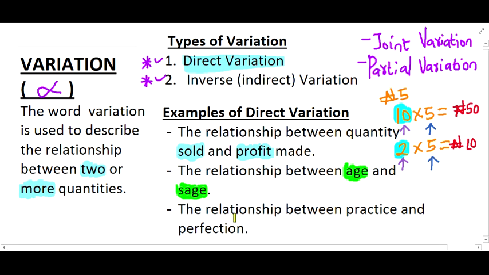Okay, and the last one I have here is the relationship between practice and perfection. If you want to do well in any career or profession, it is ideal for you to practice, and if you practice well, you become a professional in that field. So the more you practice, the better you become, which means there's a direct relationship between the practice you give to your work and the product it gives you at the end of it. Let's go ahead and solve some questions.